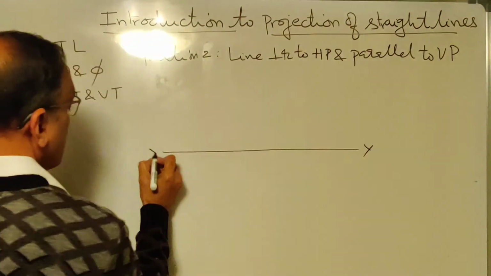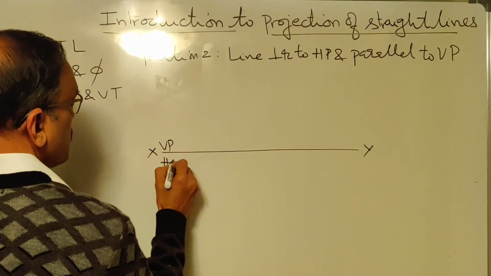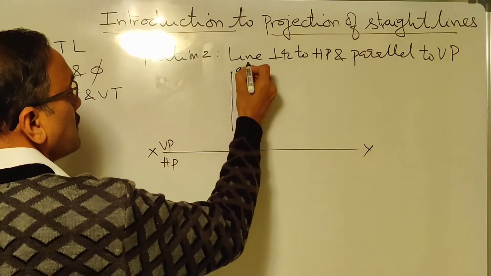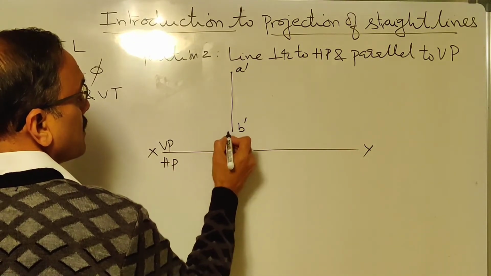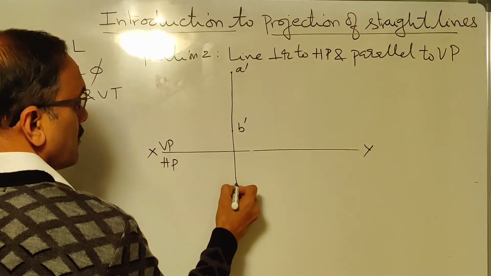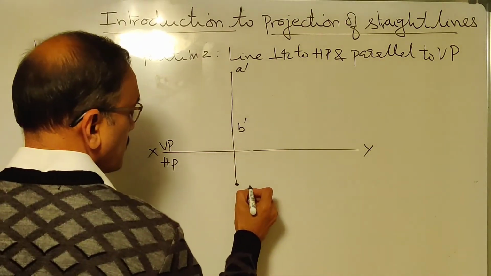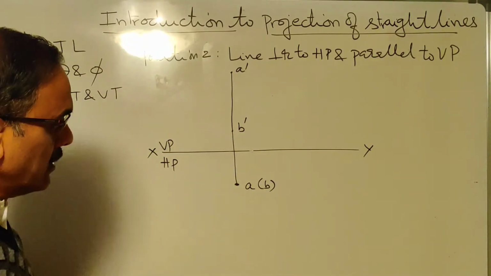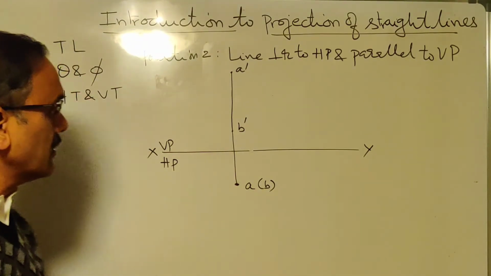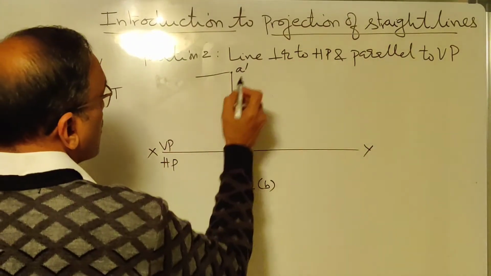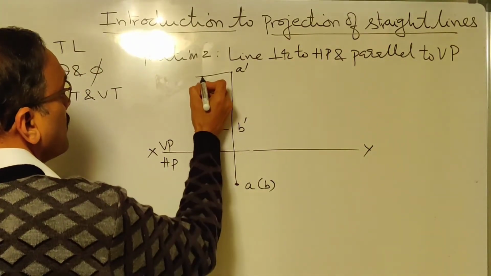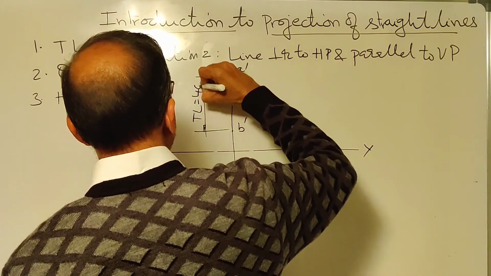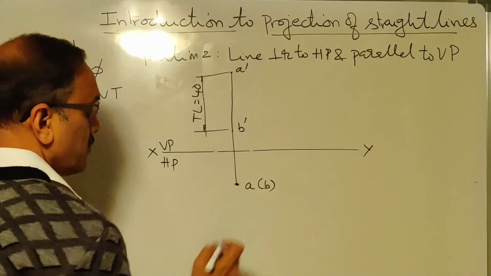XY line, VP, HP. Front view is perpendicular and true length, A dash, B dash. Top view is a point. AB is the straight line. Let us take the true length once again as 40. True length is 40 and this is the point, top view.